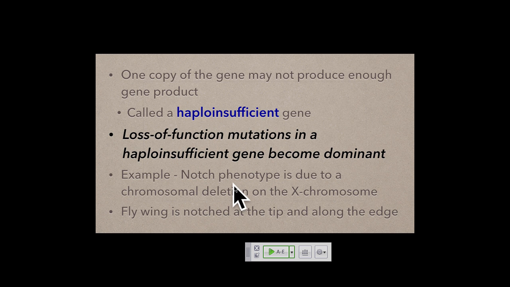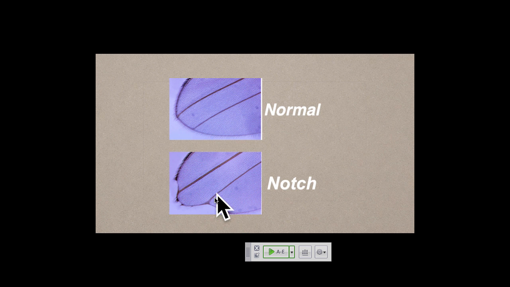Let me go through this, see if this makes sense. So here's a phenotype that's called notch. I'll show you a picture of it in a moment. It's the result of a small deletion on the X chromosome. So females that are heterozygous, in other words, they have a wild type X chromosome and then this small deletion, still show this notch phenotype. They don't have a wild type wing shape. And that's because notch is a haploinsufficient gene. The one copy of the notch gene cannot make enough gene product to give you the normal wild type.